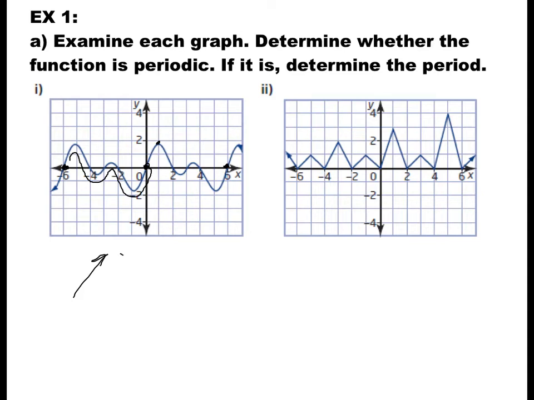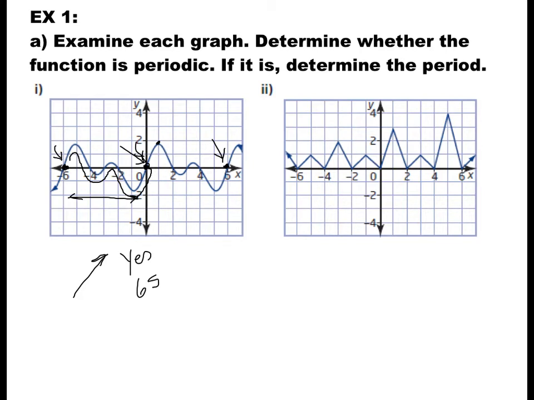So we say, yes, this is periodic, and the period is the time it takes for one cycle. Our cycle starts from here and it ends here. And if we look at the horizontal distance, it is 6 seconds. Or we can say our cycle starts here and it ends here. Again, the distance is 6 seconds.